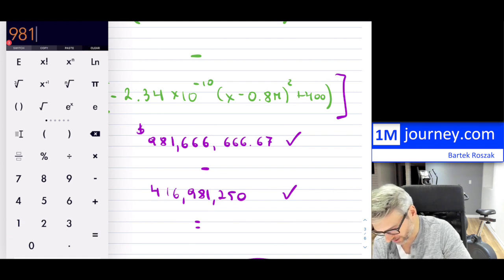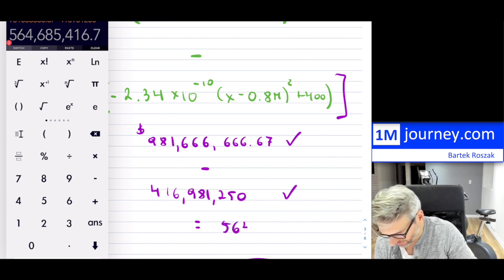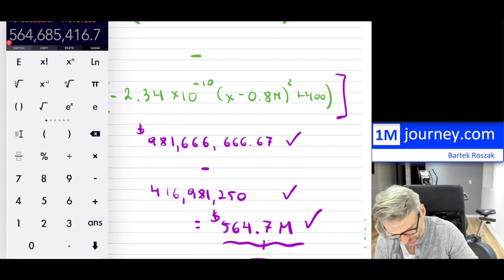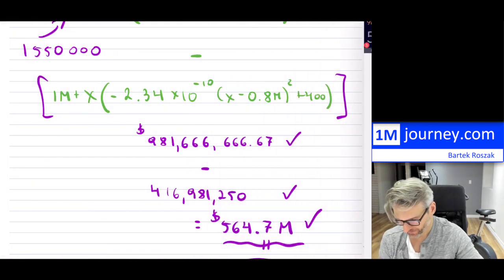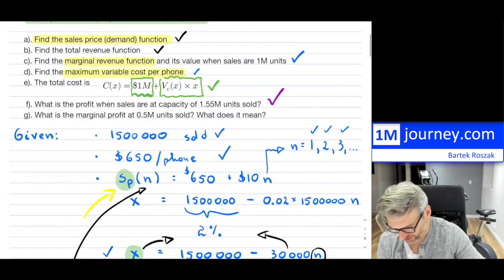So 981,666,666.67 minus 416,981,250. Okay, so we have approximately 564.7, I'm going to round this, and this would have been $1 million of gross profit. So pretty crazy for that. And now I think that finishes it off.